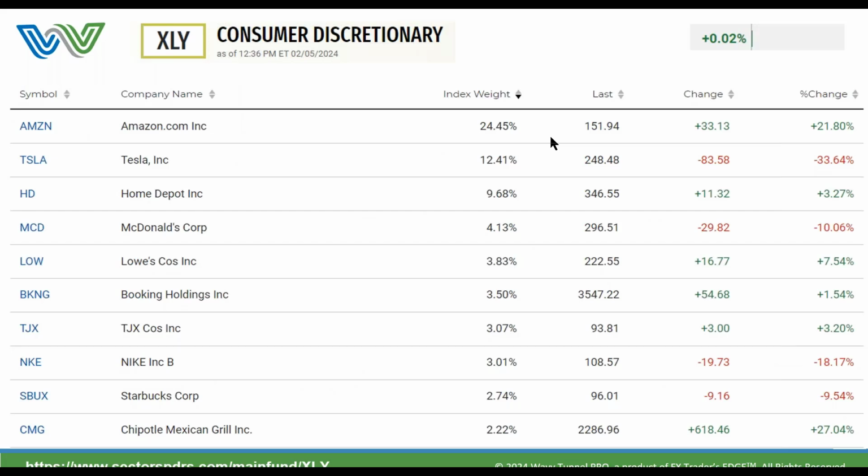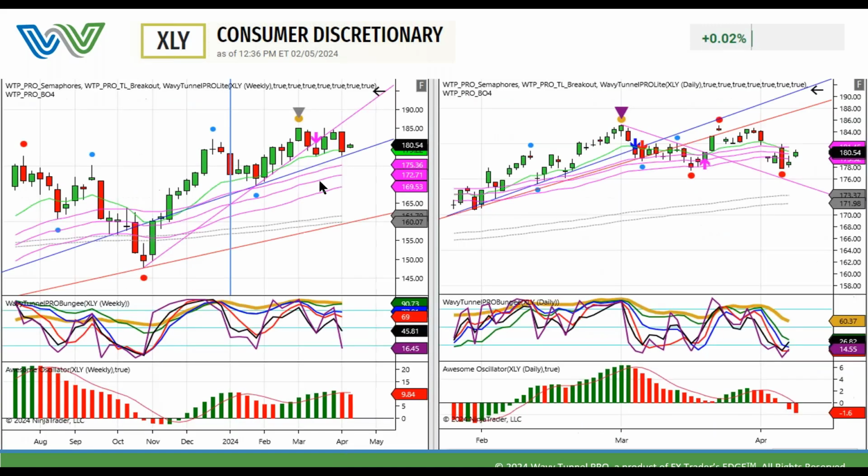XLY, consumer discretionary, and yeah, look at Tesla pulling it down. Amazon up 21.8% with the biggest weighting. Let's look at consumer discretionary. It's up 1.44% as of today. And yeah, we're trading pretty sideways. We're still holding.